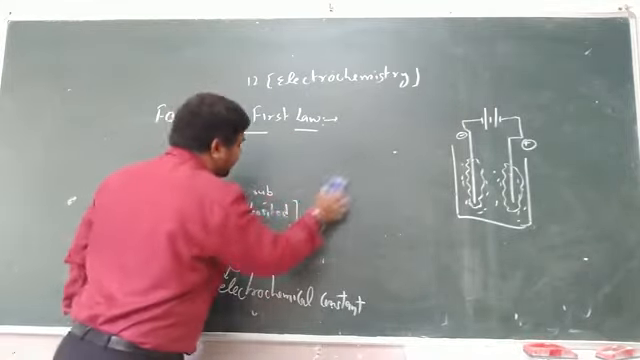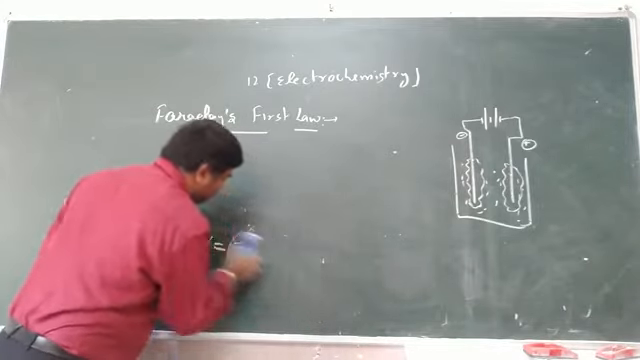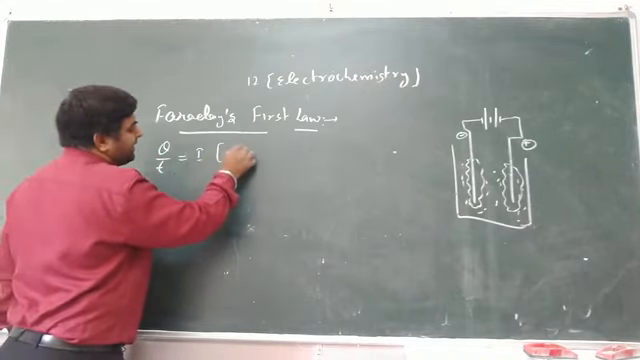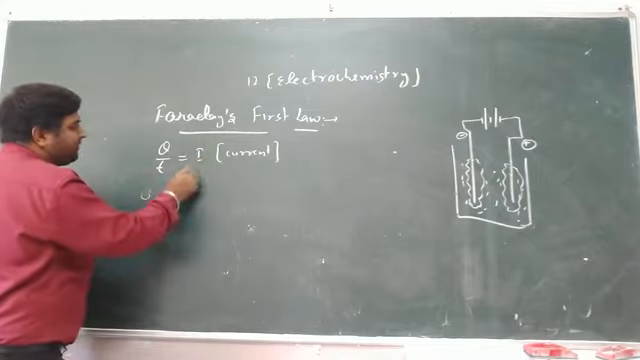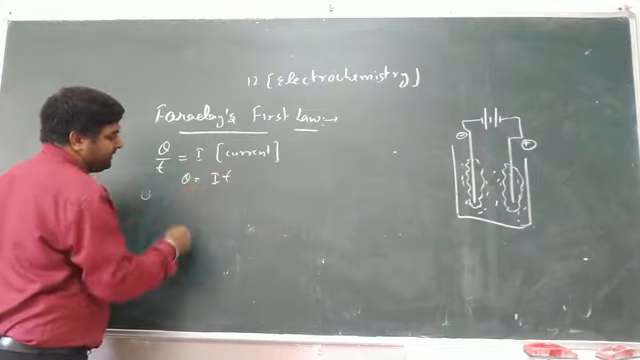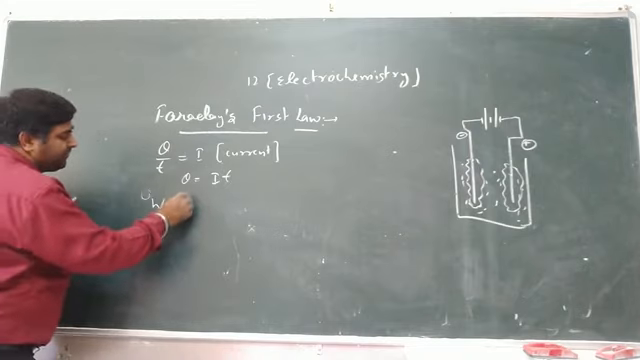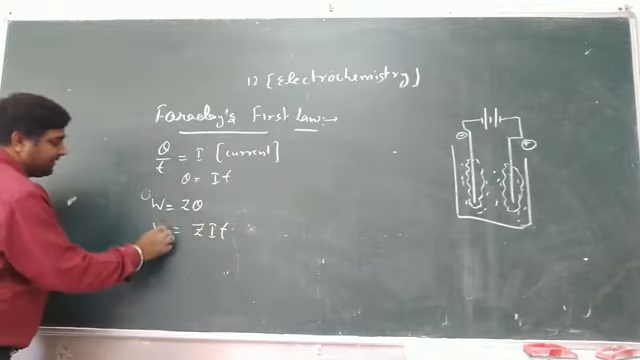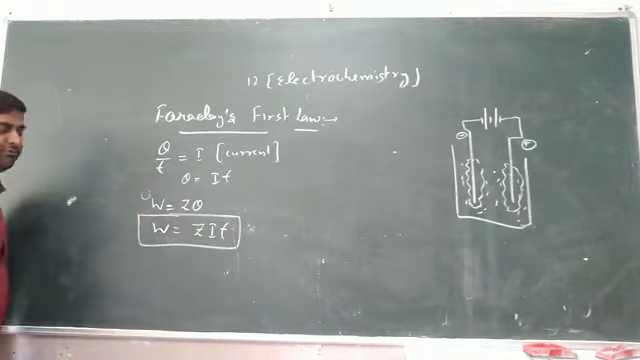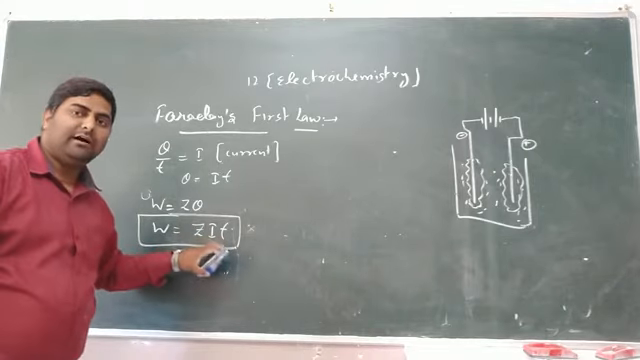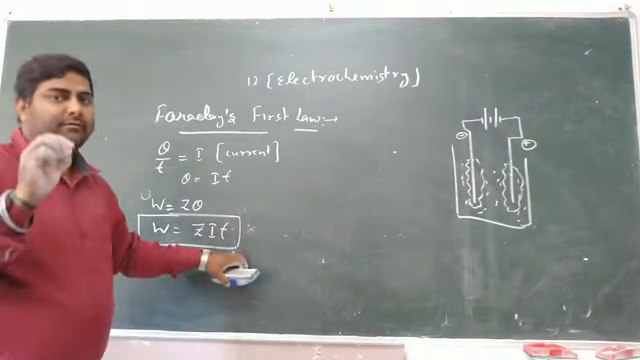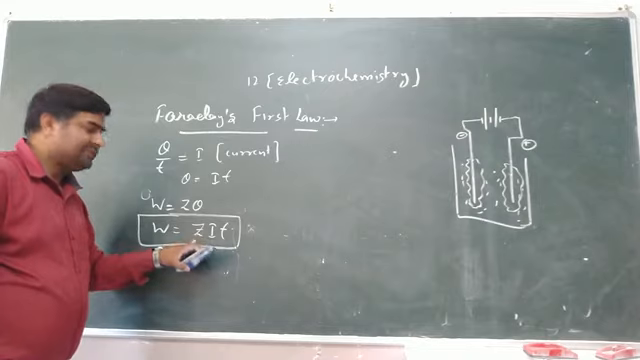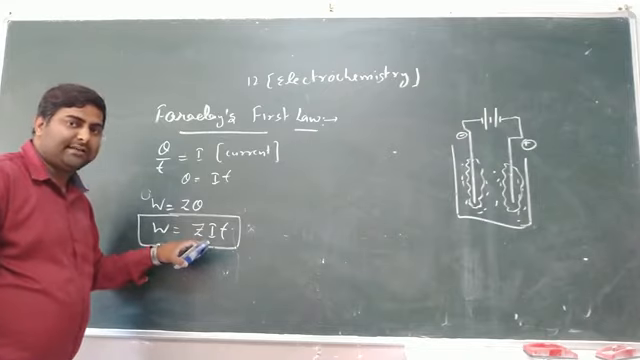Now, as we all know, Q upon t is equal to I, where I means current. So Q is equal to I into t. Put this value in W equals ZQ. It will be Z into I into t. That is, W equals ZIt. Here t is the time for which the current is passed through the electrolyte, I is the amount of current, and Z is the electrochemical constant.